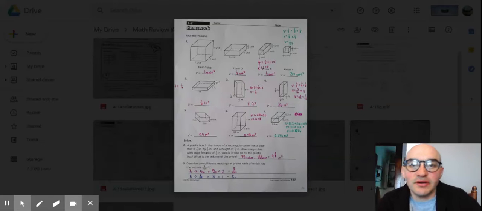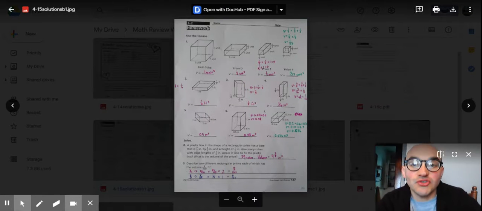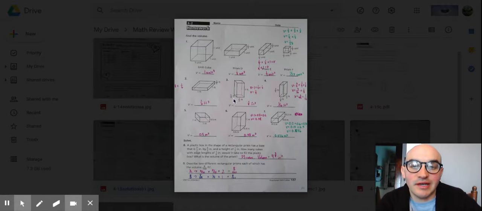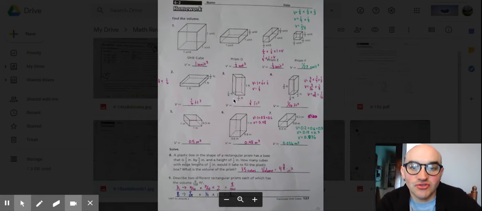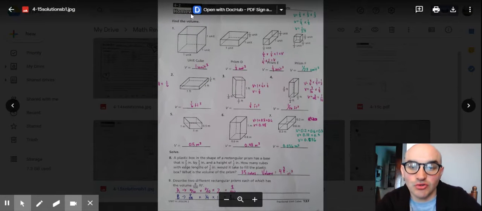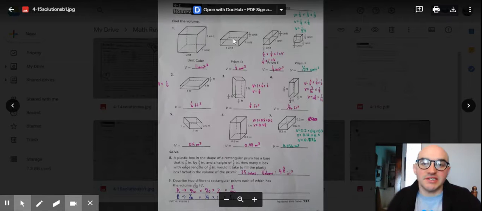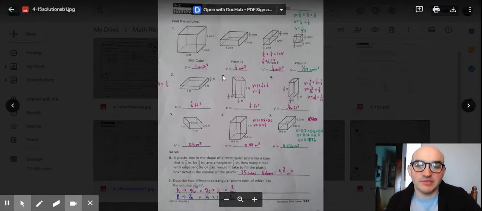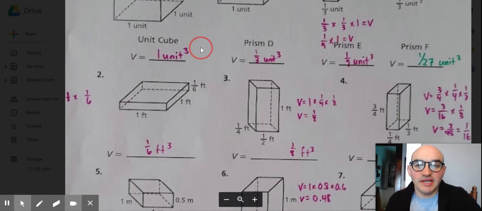Hey guys, Mr. Lloyd here, going to work with you on page 2 from Tuesday's 3 pages. So this is page 2 of 3, and it says 6-2 homework up top. And you can see here we're going to find the volume of these different shaped rectangular prisms. So we'll go through this together.